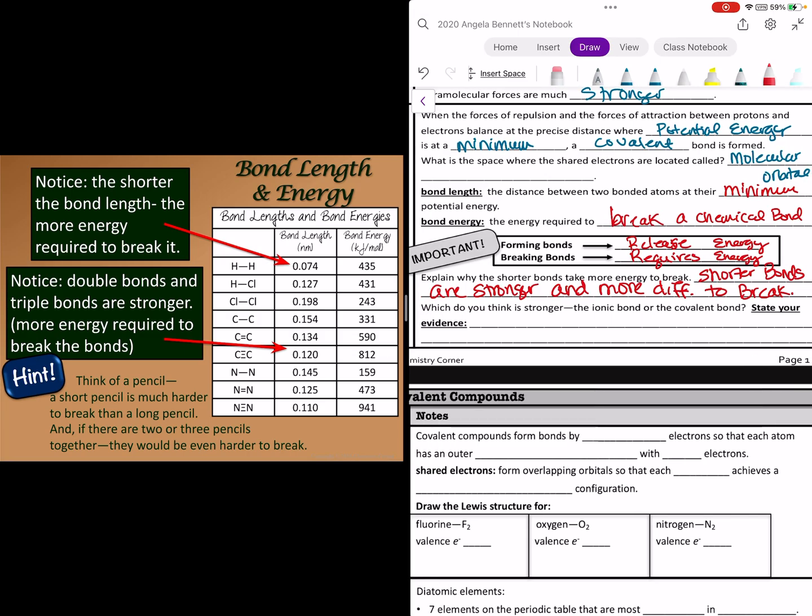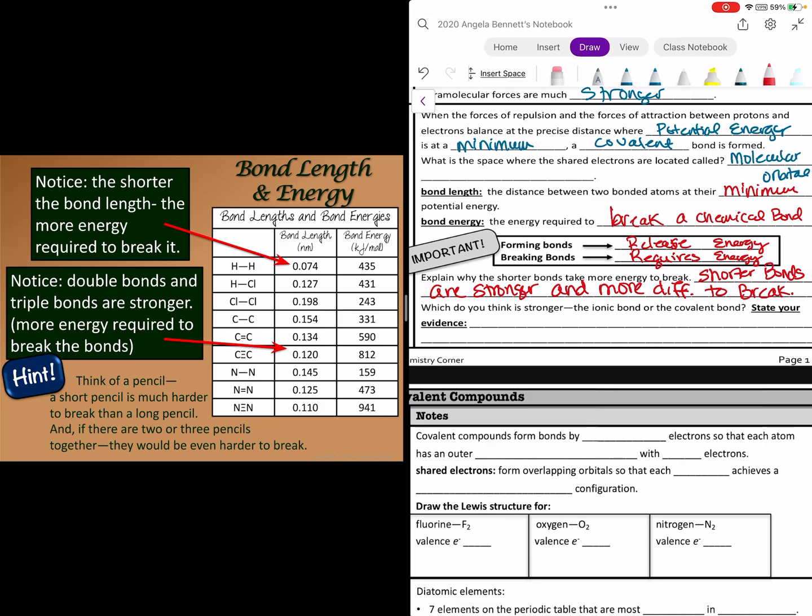There's a really good analogy here. Think of a wooden pencil, obviously not a mechanical one. If you have a brand new, longer pencil, or one you've used for a while that's now really short, it's much easier to break the longer pencil than the shorter pencil. It's the same thing with bonds. If you have a shorter bond length, it's harder to break them apart. If you have a longer bond length, it's easier to break them apart. Think about that in terms of double bonds and triple bonds. If you had two pencils together and were trying to break both of them, that's even harder. And if you had three pencils together, that's even harder to do.